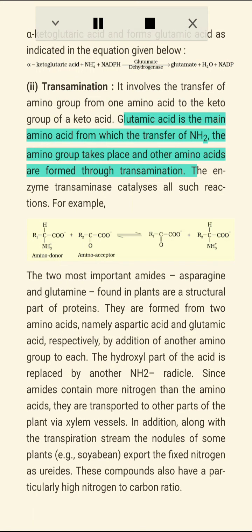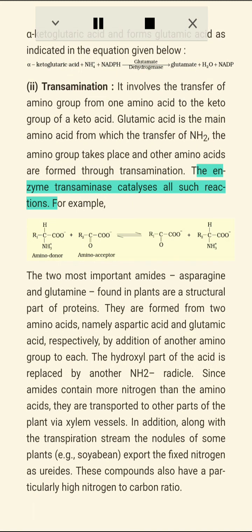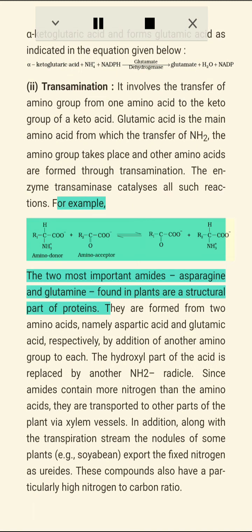II. Transamination. It involves the transfer of an amino group from one amino acid to the keto group of a keto acid. Glutamic acid is the main amino acid from which the transfer of NH2, the amino group, takes place, and other amino acids are formed through transamination. The enzyme transaminase catalyzes all such reactions.